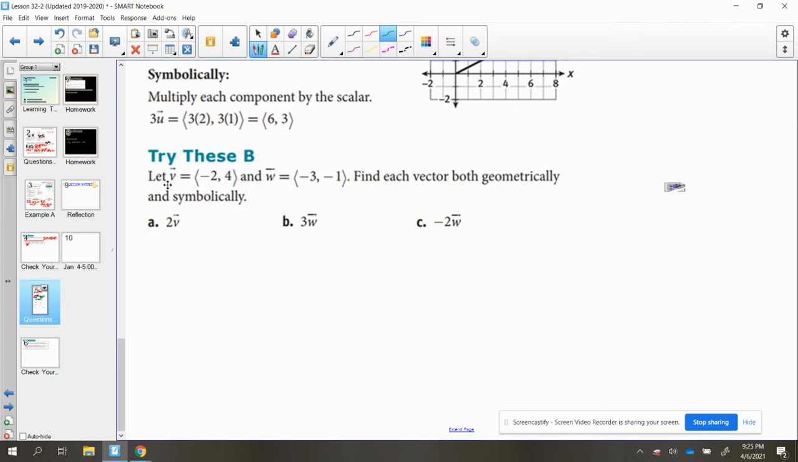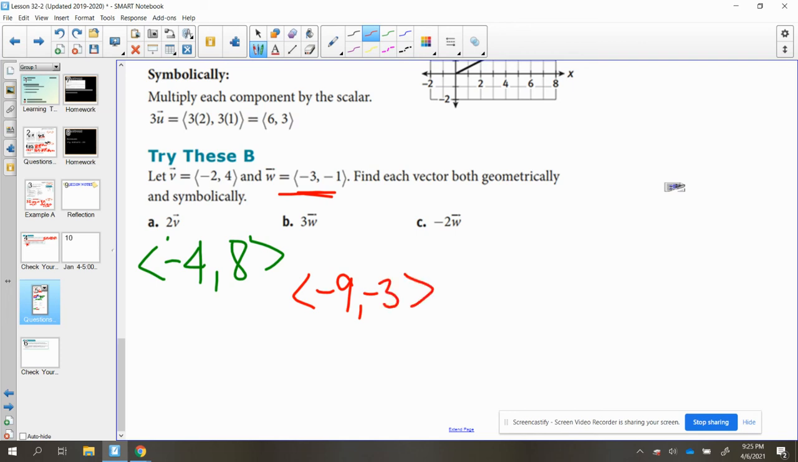Okay, so whenever you are multiplying by a scalar, both pieces get that component. If we're looking at v by a scalar of 2, it would be negative 4, 8, because we are distributing the 2. In the next one, if we are looking for 3 times w, we would multiply both of these by 3, so negative 9, negative 3. And then last but not least, negative 2 times w is distributing that negative there. So we would have positive 6 and then positive 2 as our final answer there. So again, just distributing that.